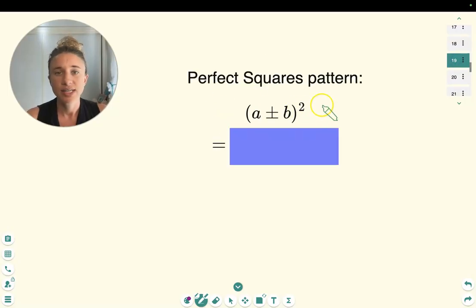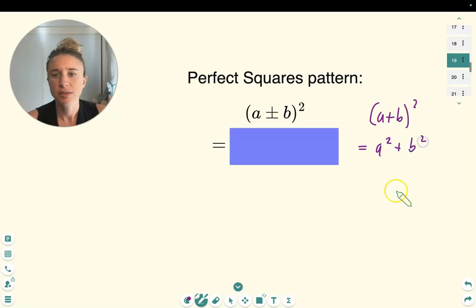Okay, first thing is a lot of mistakes students make if they were to expand something like this, they would think, okay, a squared plus b squared. Or if it's something like this, a squared take b squared. Simple. But that is not right.